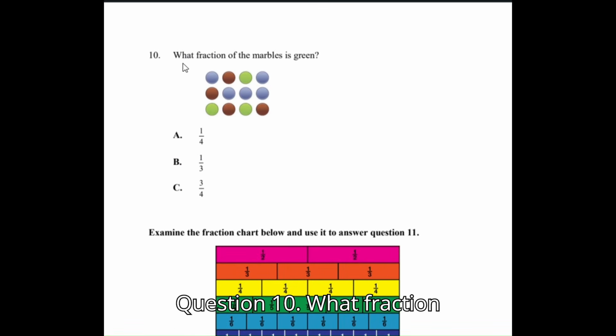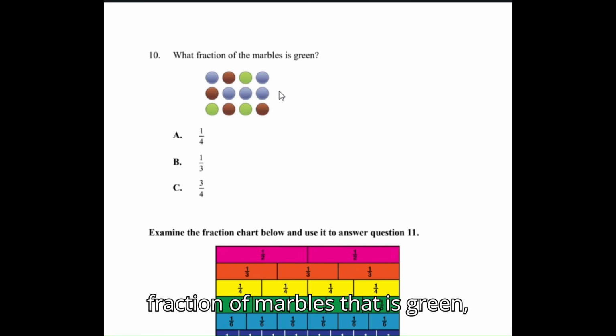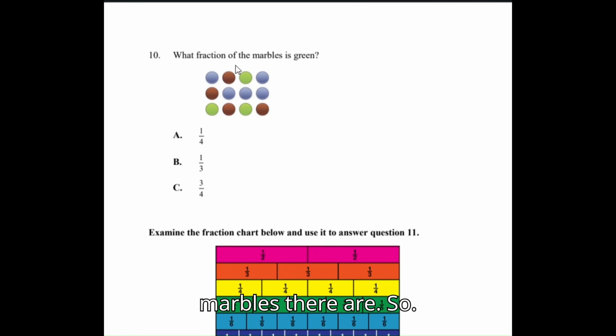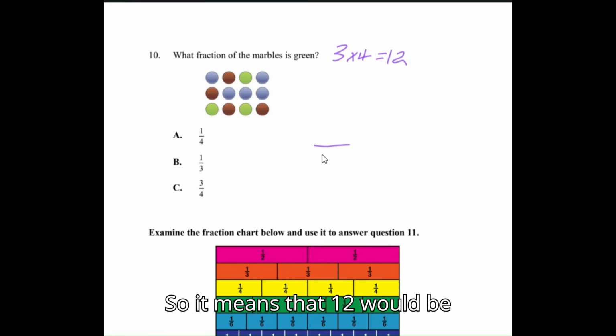Question 10. What fraction of the marbles is green? In order to find out the fraction of marbles that is green, we have to identify how many marbles there are. So 1, 2, 3 going down, and 1, 2, 3, 4 going across. So 3 times 4 is 12. So we have 12 marbles in all. So it means that 12 would be our denominator. Now, how many marbles are green? 1, 2, 3. 3 marbles are green.